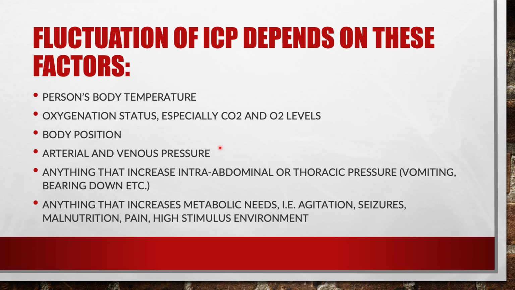Anything that increases their metabolic needs. If they're agitated, if they start having seizures, malnutrition, pain, being just in a high stimulus environment. And I kind of named off some interventions with it, but you can see these factors that cause fluctuations with ICP. Get your brain going and think of what am I as the nurse going to do? What interventions based off these factors am I going to do?